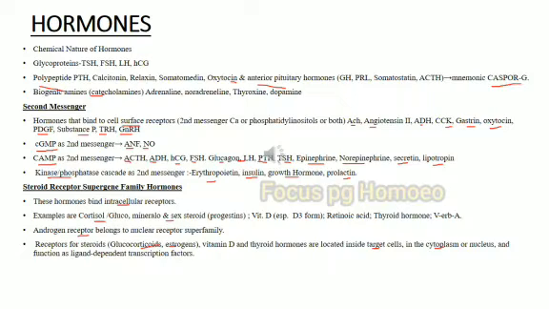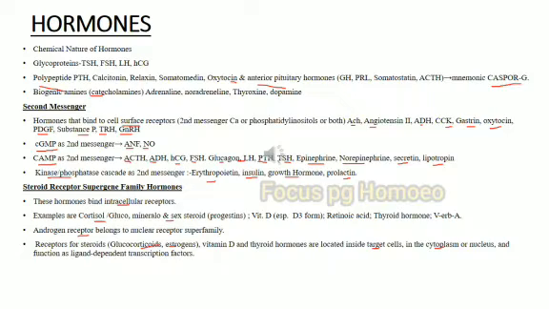Then coming to polypeptides, polypeptides are parathyroid hormone, calcitonin, relaxin, somatomedin, oxytocin, anterior pituitary hormones like growth hormone, prolactin, somatostatin, ACTH. Mnemonic is CASPOR G. C is calcitonin, A is anterior pituitary, S is somatomedin, P is PTH, O is oxytocin, R is relaxin, and then G, which is indicating growth hormone.